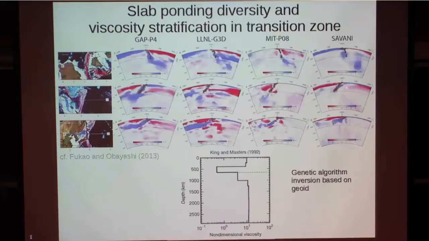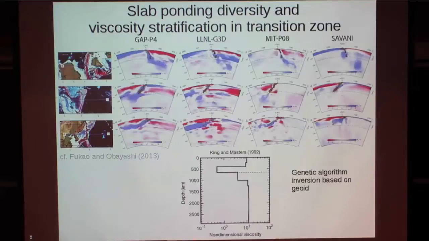Magali already showed that subduction zones show a remarkable diversity of behavior. Here, 4 different models, 3 different subduction zones, Tonga, Japan, Indonesia, showing you that sometimes slabs appear to pond at 660, sometimes slabs appear to pond a little bit deeper. And now there's sort of this interplay between observations from seismology, observations from mineral physics in terms of the phase changes, and these geoid inversions.